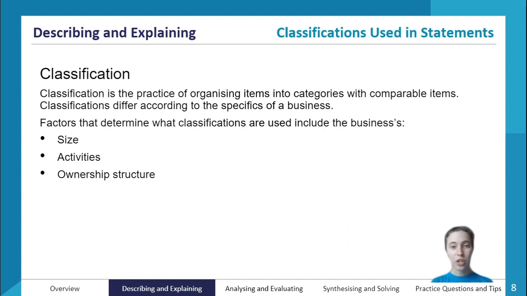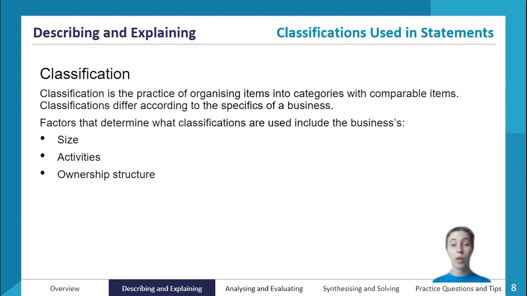Now, classifications are used in statements, and these organize the information, organizing items into different categories with comparable items. So, items that are similar in some way and can be compared. Classifications are going to differ according to the specifics of a business. Factors like size, the activities of the business and the ownership structure are going to impact that.